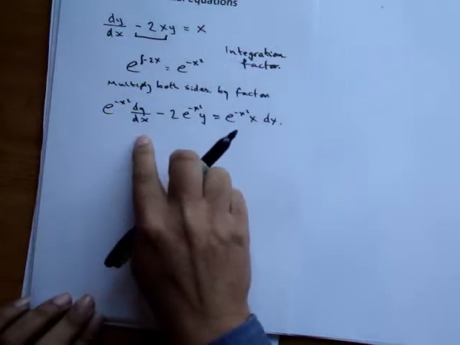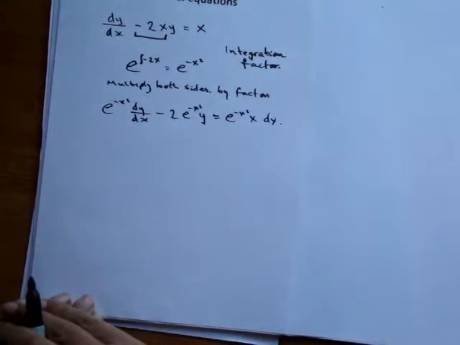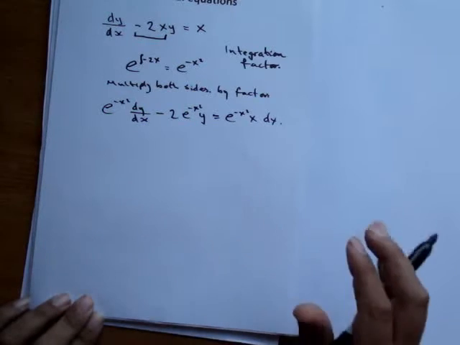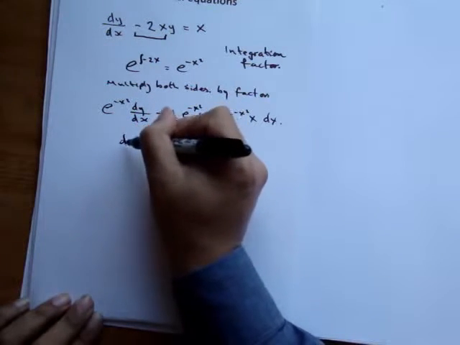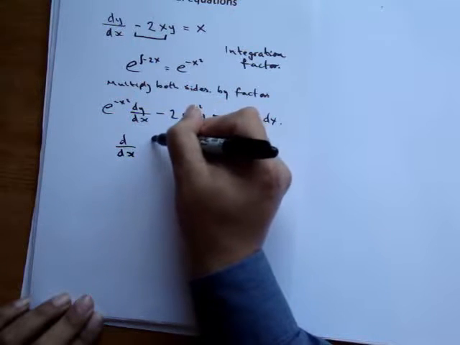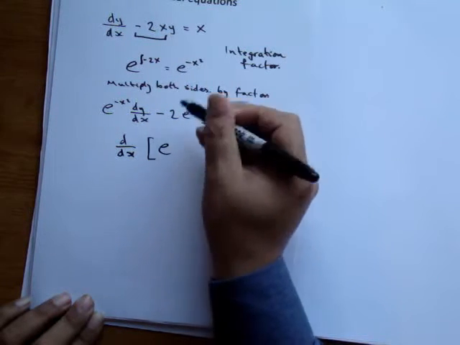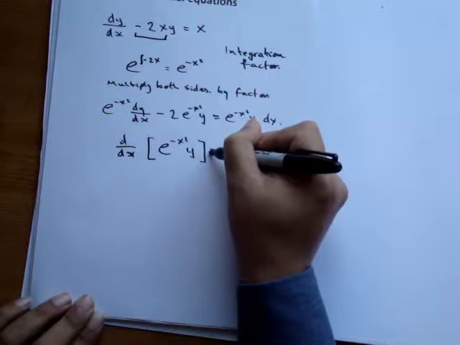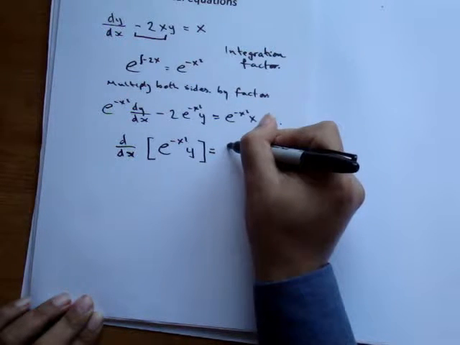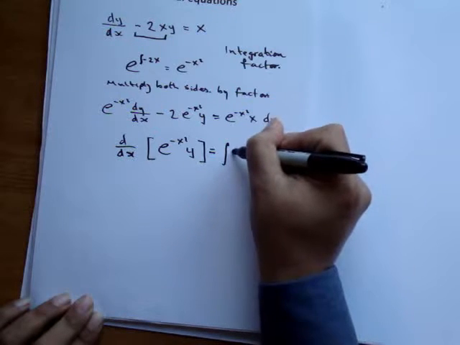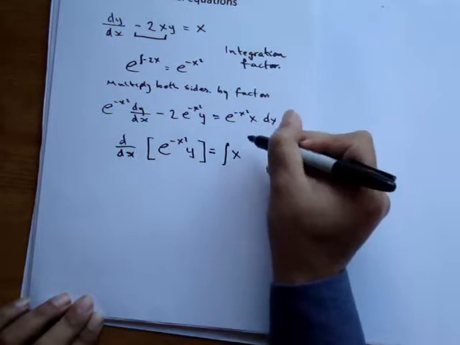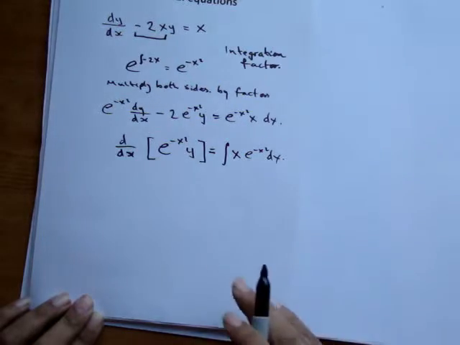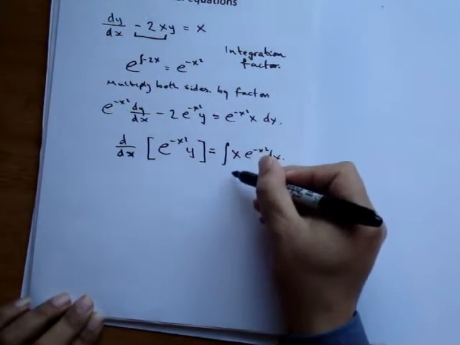Now what this does is, this is a function and a derivative, and we can just reduce this down to d by dx of e to the minus x squared y equals the integral of x e to the minus x squared dx. So we simply need to do this integral now.